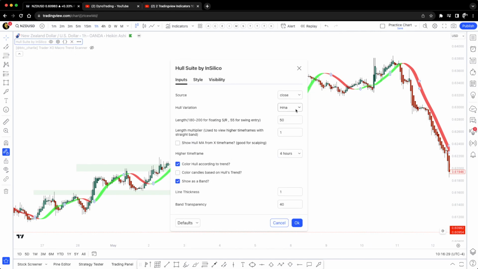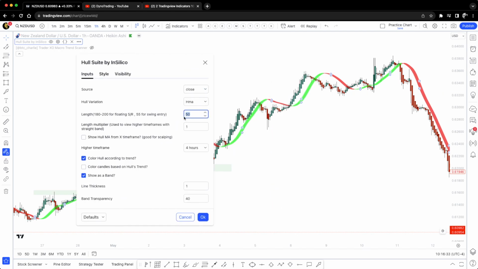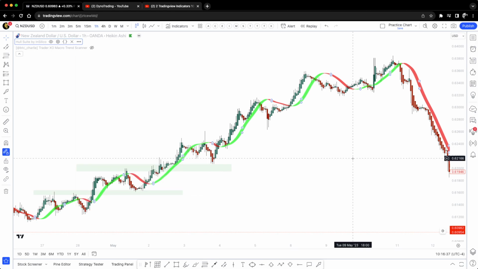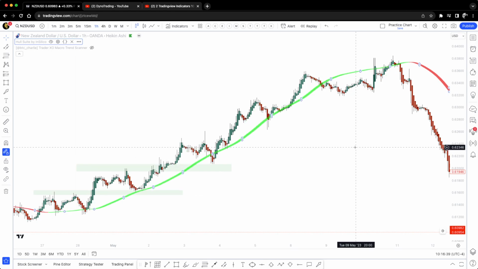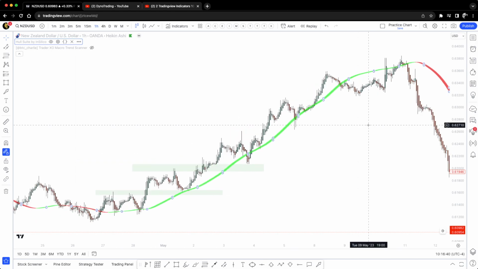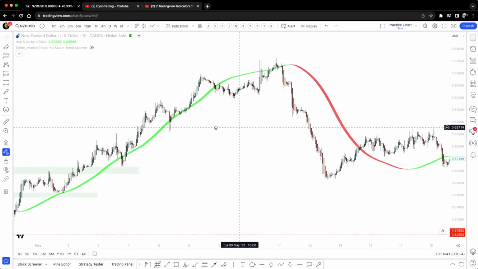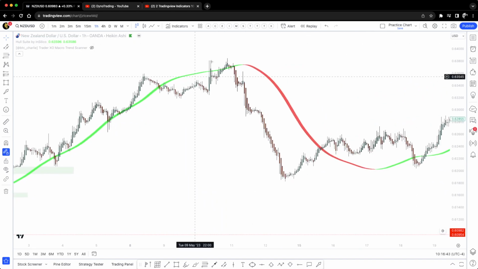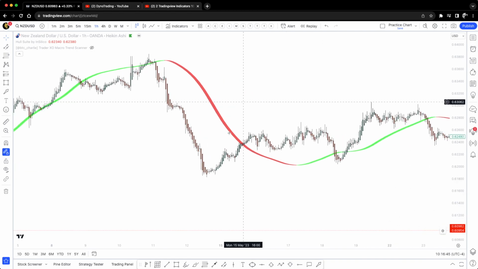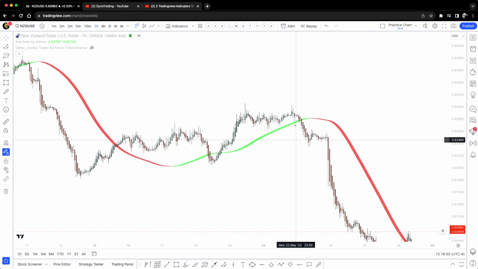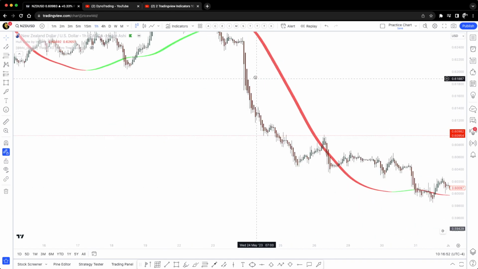Tweak it. You can go on settings right here. You see, I'm currently using the 50. You can change it, customize that. Let's say 200. Okay, now I have the 200. The 200 is a much stronger trend. So when it starts to climb above, it means buying, right? When it's going below, it's a nice downtrend right there.